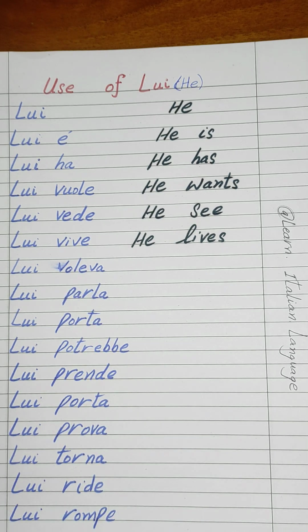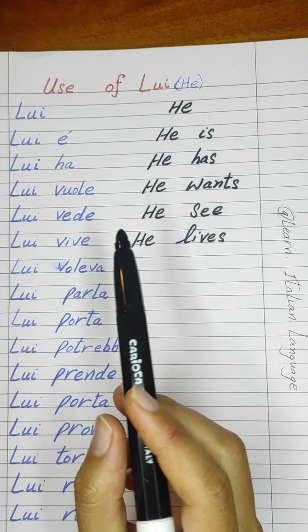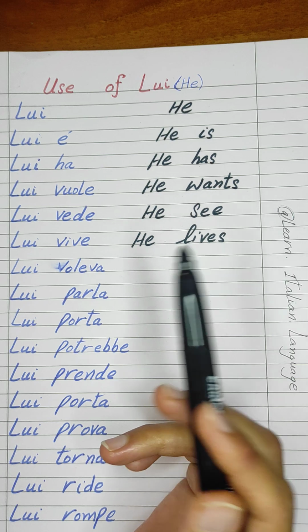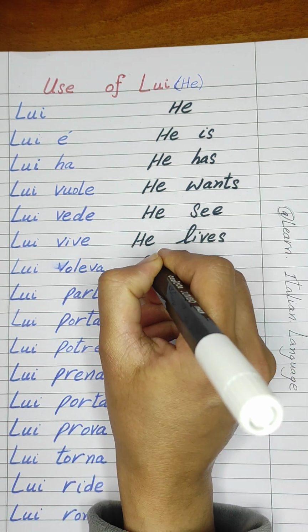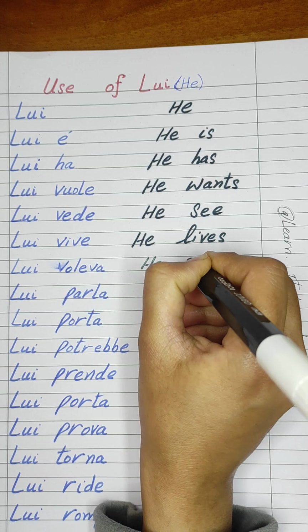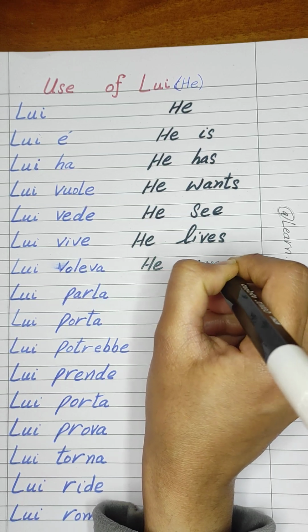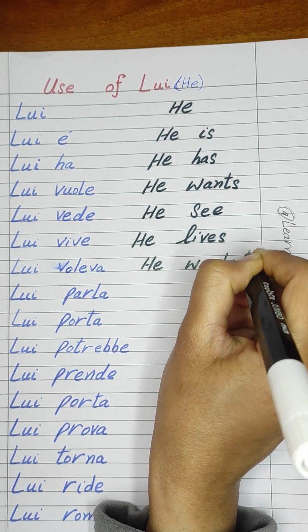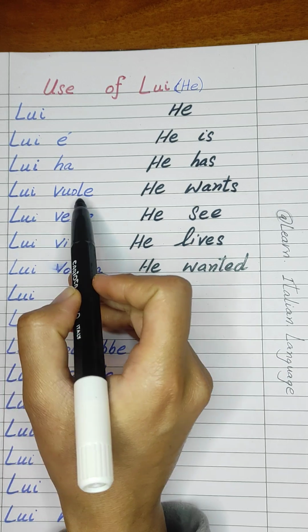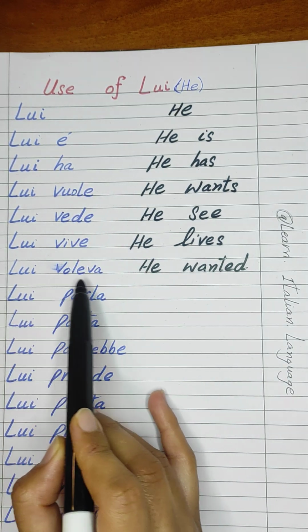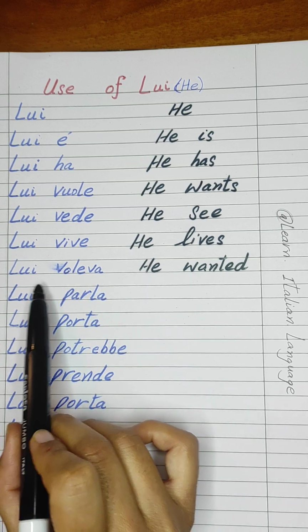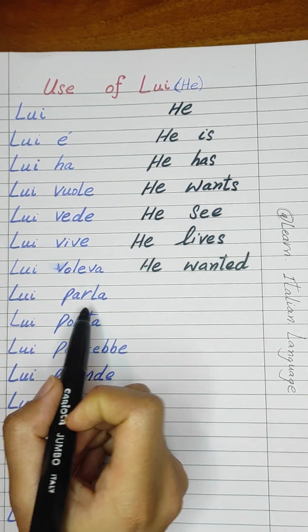Next is lui voleva. The word voleva comes from volere. It's a past tense verb. It means wanted. Lui voleva, he wanted. Lui vuole is present tense. Lui voleva is past tense. Lui voleva, he wanted.